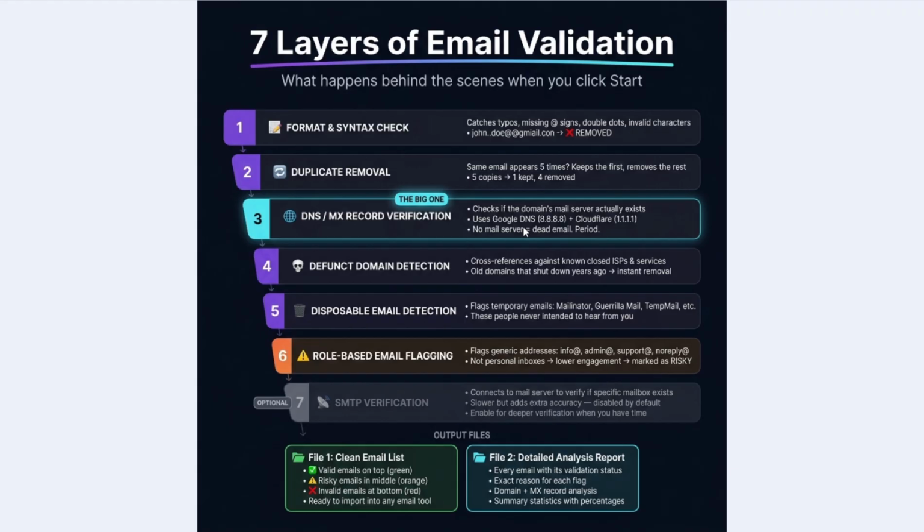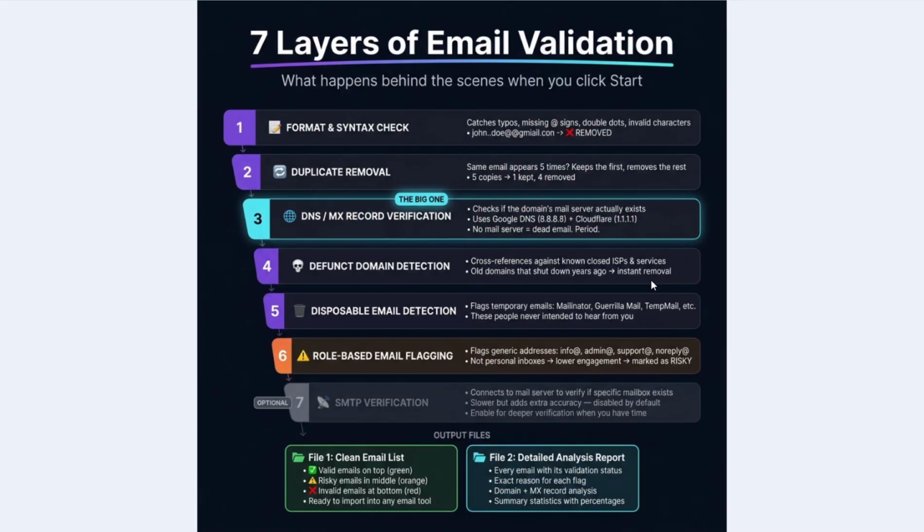Layer 3, and this is the big one, DNS and MX record verification. The tool actually checks if the domain can receive emails. If the domain doesn't have a mail server set up, that email is dead, period. And it does this using Google and Cloudflare DNS, so it's fast and reliable. Layer 4, it checks against a database of known defunct domains. These are old ISPs that shut down years ago. If someone's email is on one of those domains, it's not going anywhere.